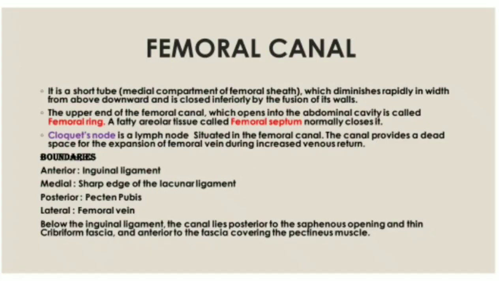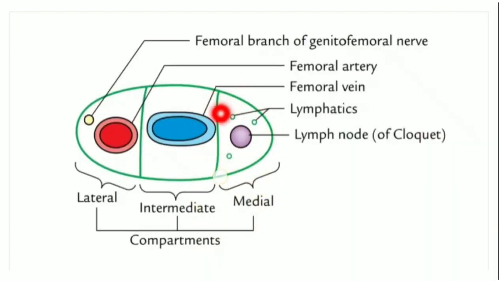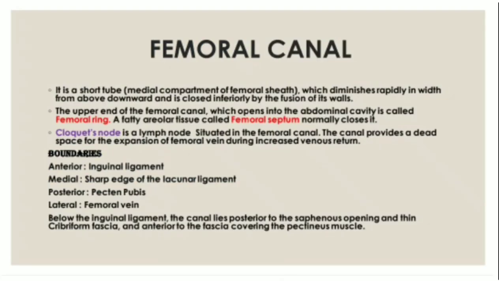Now I'm going to go a little further into this femoral canal. I already said it is nothing but a short fascial tube. It is an empty space in the medial compartment of the femoral sheath, called the femoral canal. You have to understand 2 important words: one is the femoral canal and the other is the femoral ring, because that pertains to where the lymph node is situated.